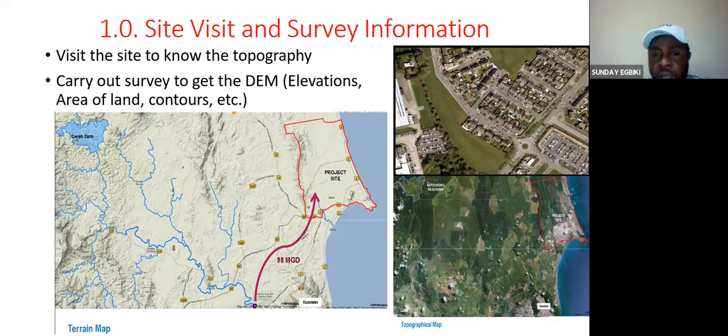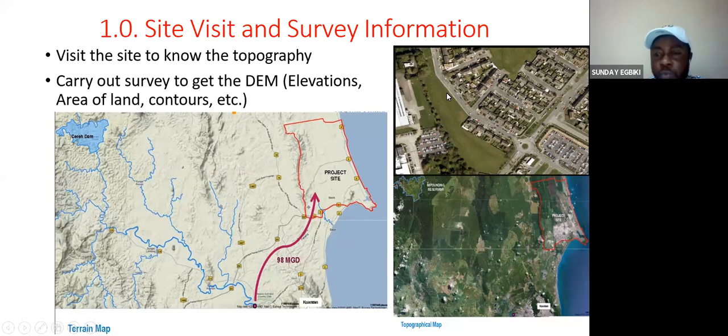You may follow the surveyor to the site, or you might not even go, but the surveyor will provide all this information for you. You will know the digital elevation model, the DEM. You will know the elevation of the land. You will know the total land size. You know the contours so that you will be able to know the different spot heights. When you get that, you will come up with a map like this. This is an example of a digital elevation model. You can come up with a map like this.